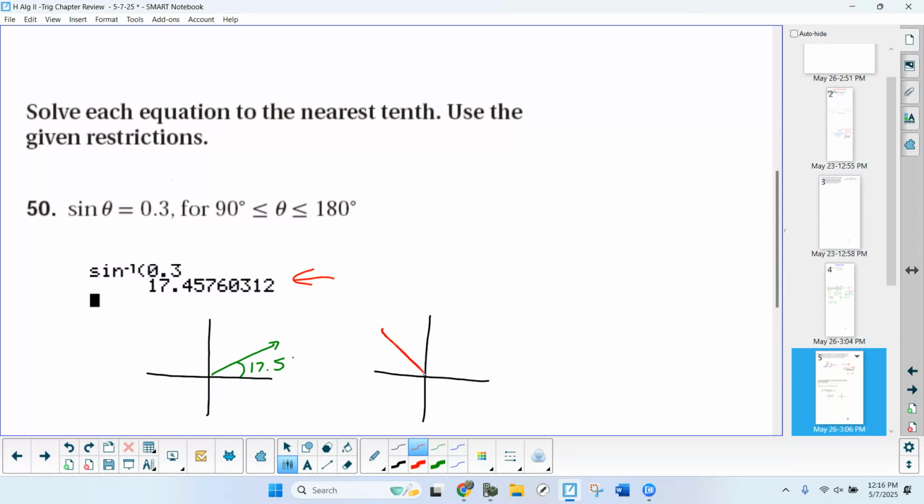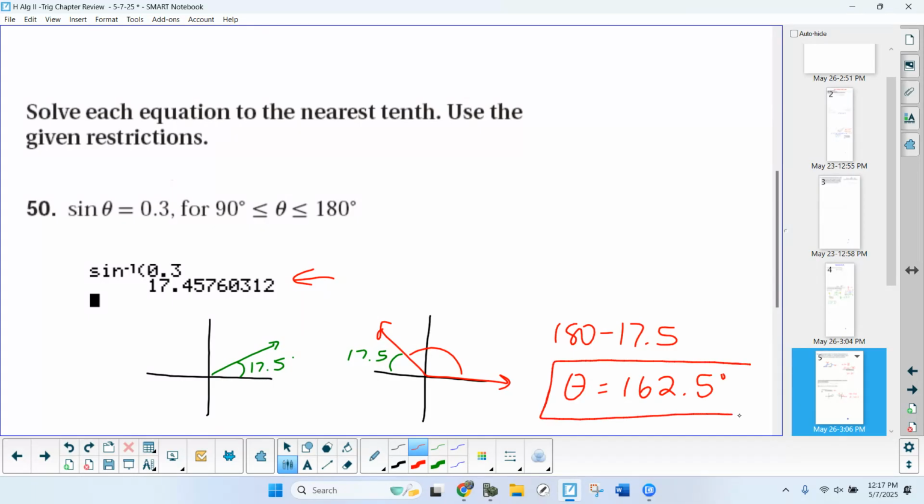Over here. That's the y. Where else is y positive? Y is positive over here. So we need this angle. What's this angle? 17.5. So what do you find out what this angle could be? 180 minus 17.5. And what do you guys get for an answer? 162.5. Good. How'd you guys do there? A lot of you missed that problem on your quiz. Okay. Questions on 50? Okay.